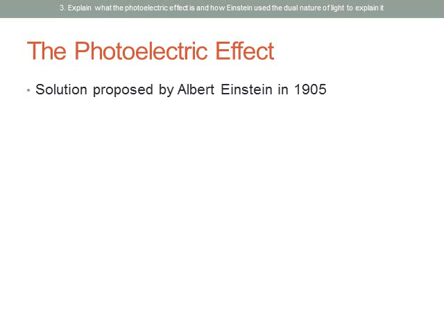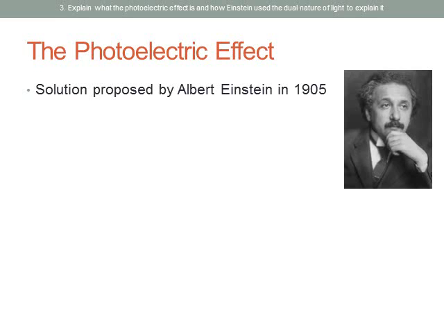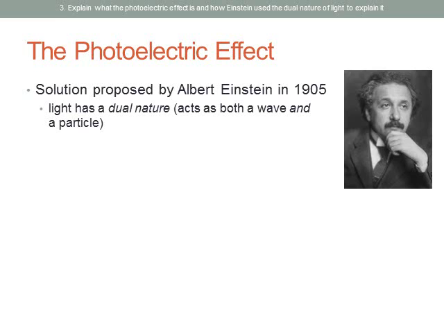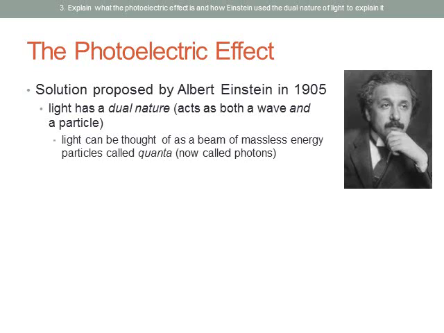And this is actually what Einstein ended up winning a Nobel Prize for, his only Nobel Prize. Here's a picture of a younger Albert Einstein. His solution, the one he won the Nobel Prize for, was the fact that light has a dual nature. In other words, it can act as both a wave, as we have been learning about the last couple of days, but also it can be thought of as a particle, kind of like an electron. And this particle is simply a beam of massless energy particles that Einstein called quanta.